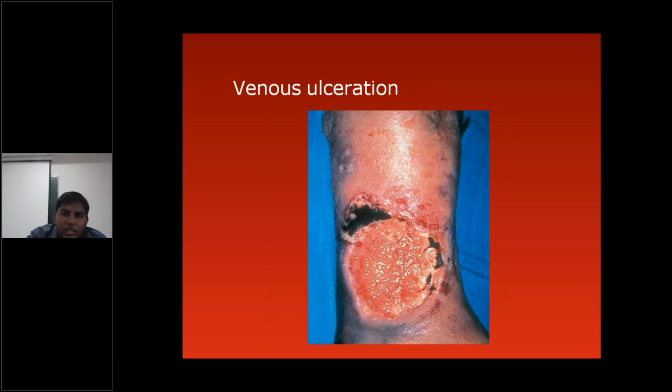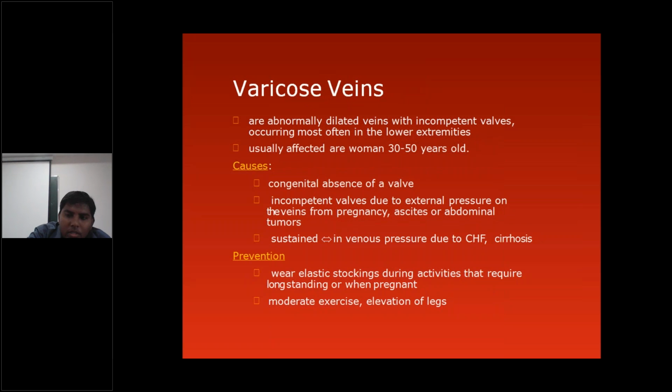The next thing is varicose veins. Abnormally dilated and tortuous veins are known as varicose veins. So how much dilatation? Greater than 3 mm, you call it a varicose vein. Between 1 to 3 mm, you call it reticular veins or spider veins. Less than that, less than 1 mm, it is telangiectasia.